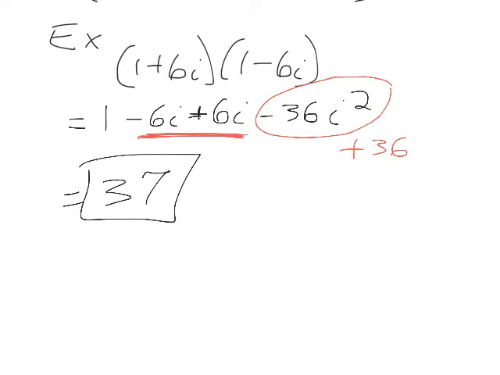So I wind up with a 37. When you multiply complex conjugates together, you will get a real number. And like I said, we will use that in the division of complex numbers that's coming up at the end of this section.